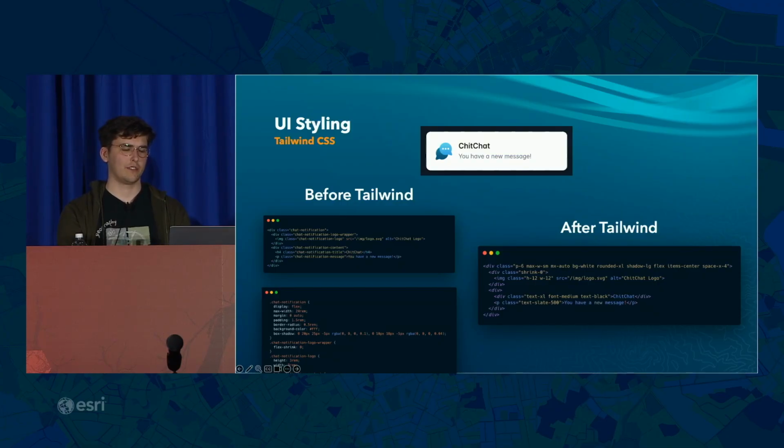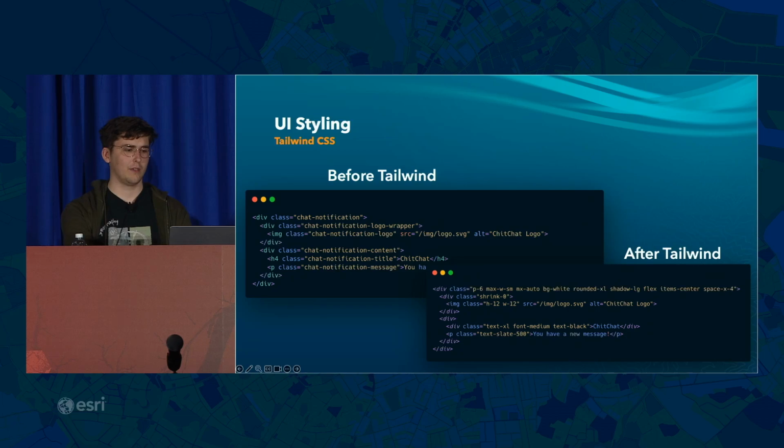And I think that's one of the most important pieces here: with our example on the left side, you can see we have all these classes, chat notification logo wrapper. There's a disconnect between the actual CSS that's in place and the component itself. So if you want to see what the CSS is, you need to go to a new file. You need to locate this CSS class to figure out what is happening. Whereas with Tailwind, everything is happening inline.